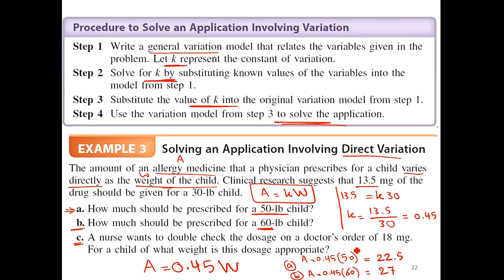Number C, a nurse wants to double check the dosage on the doctor's order of 18 milligrams for a child of weight 40 pounds. Is this dose appropriate? So for C, we need to find the weight for the dose 18, where 18 equals 0.45 times the weight of the child. So the weight equals 18 divided by 0.45. This equals 40 pounds. So 18 is the proper dose for the child with weight 40.